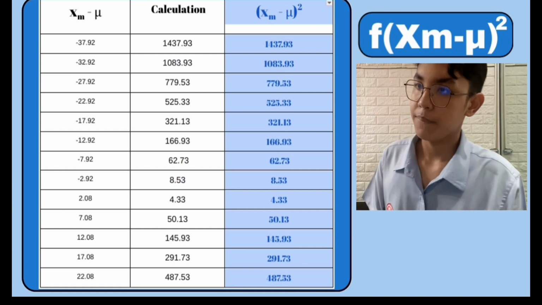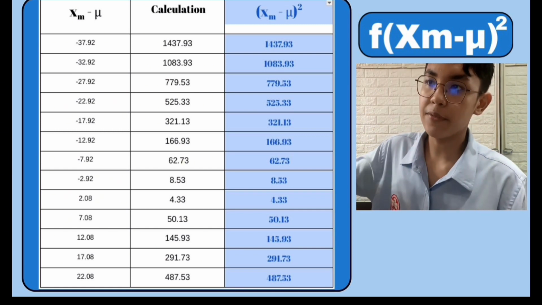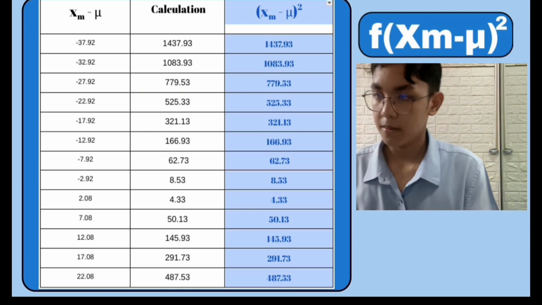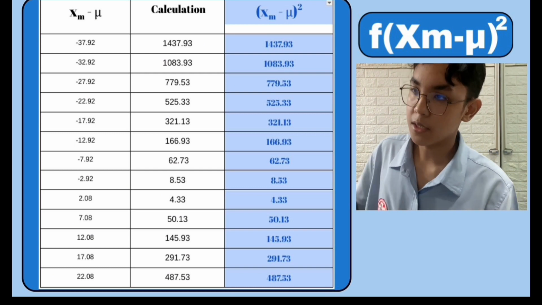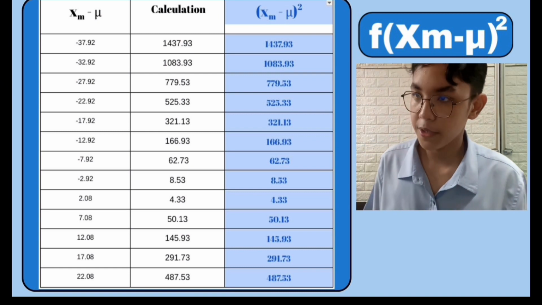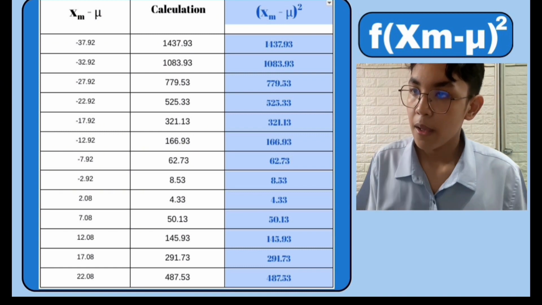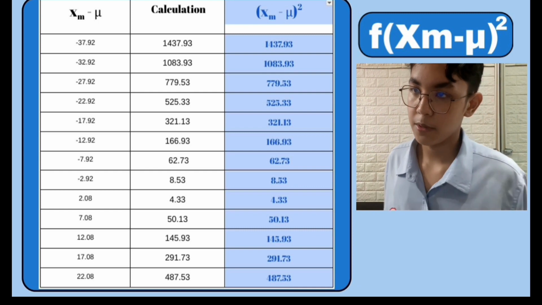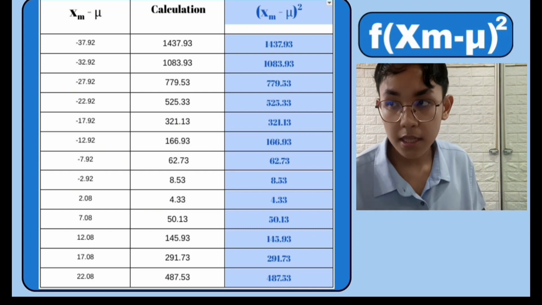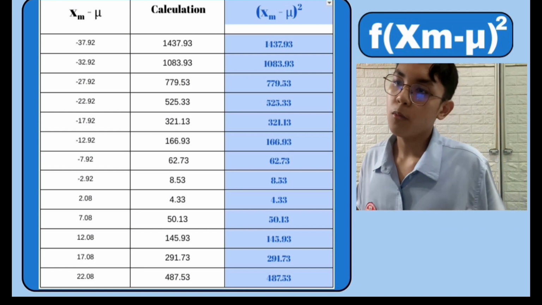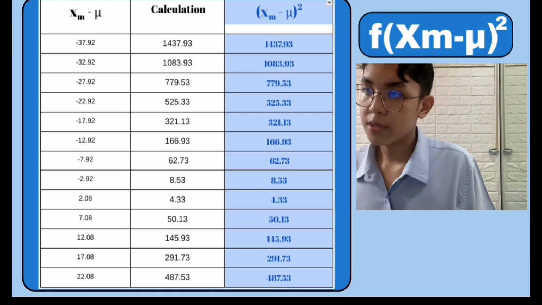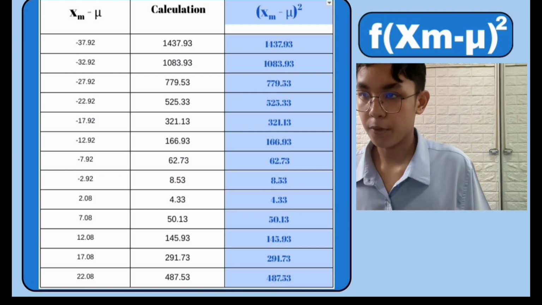So 0 times any given number is 0. Then we move on. 1 times 779.53 is 779.53. 1 times 525.33 is 525.33. 1 times 321.13 is 321.13. And 2 times 166.93 is 333.86. 2 times 62.73 is 125.46.